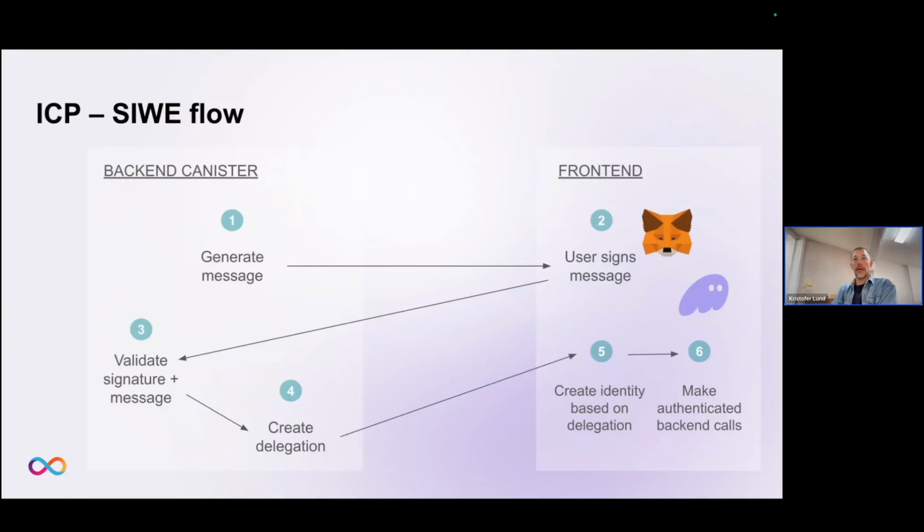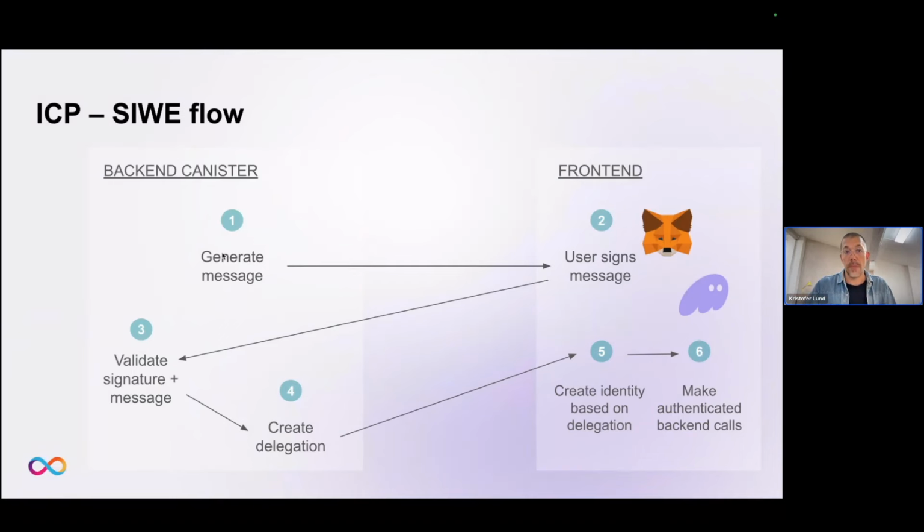So going back to the sign in with Ethereum flow, but now looking a little bit more in detail on how that flow would work when we use Internet Computer canisters instead of a regular Web 2 backend. And it doesn't differ that much, because that is one of the strengths of the Internet Computer: the canisters, the smart contracts, can do a lot of what a regular Web 2 backend can do.